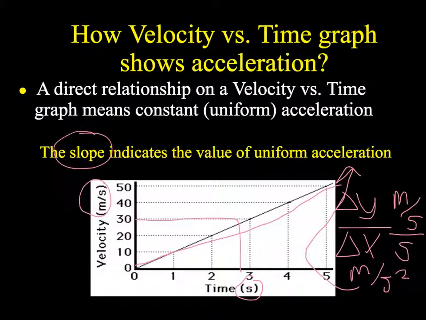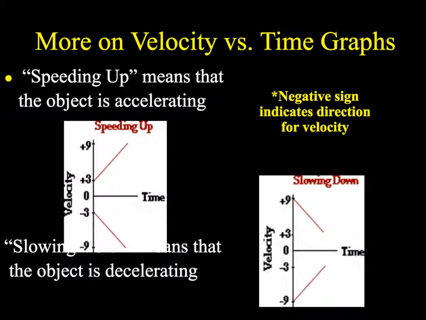So once again, by taking the slope of one of our graphs, we can actually determine even more information. It's not just busy work. For more on velocity versus time graphs, if you are speeding up, you could be speeding up in the positive direction, or in this case, speeding up in the negative direction. Either way, both of these graphs are considered speeding up. Just one's forward and one's backwards.